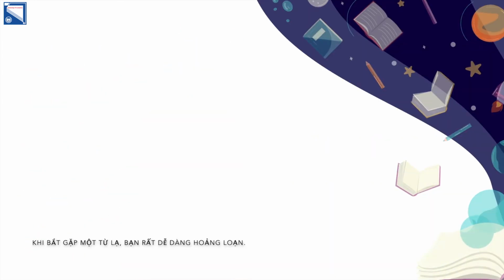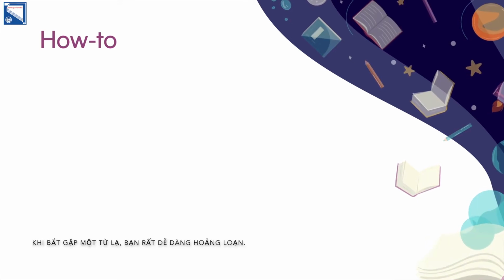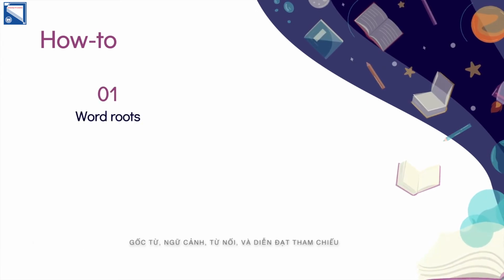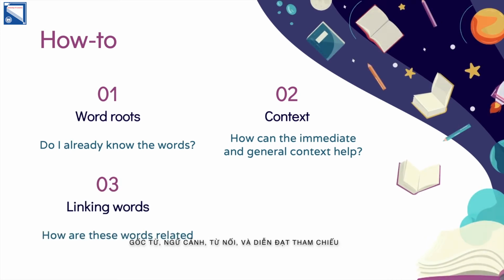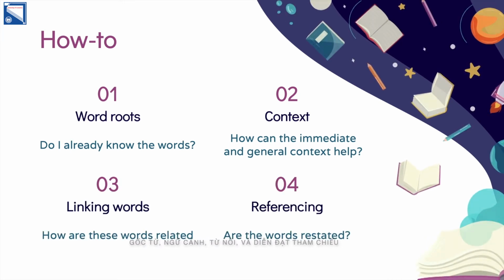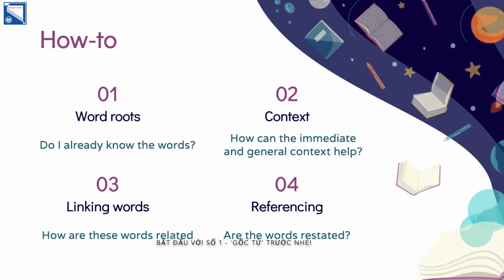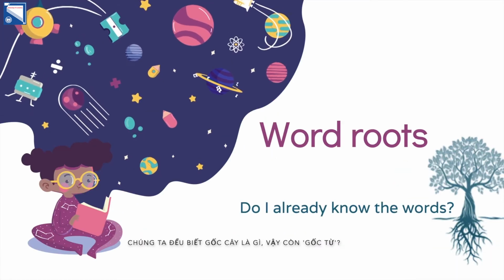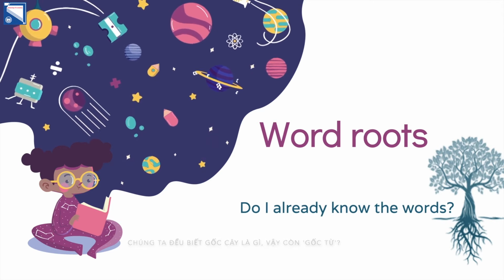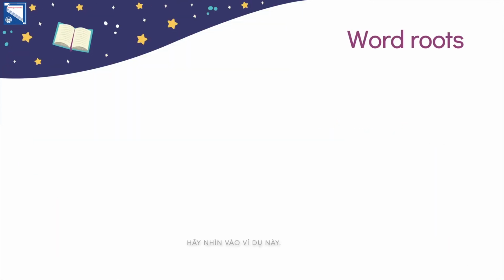When coming across an unknown word, it's easy to panic, I know. But you can try looking for 4 clues to help: word roots, context, linking words, and referencing. Let's begin with the first one, word roots. We all know a tree root, but what is a word root? Let's look at this example.